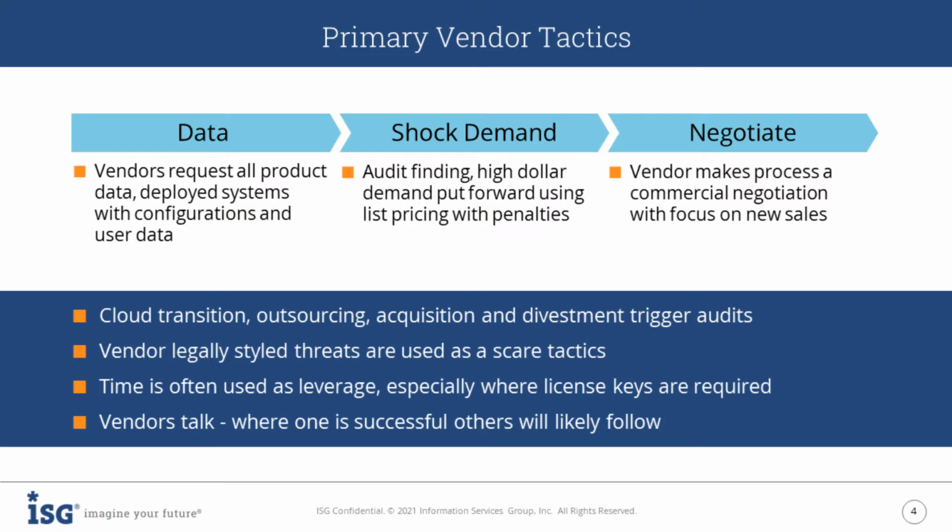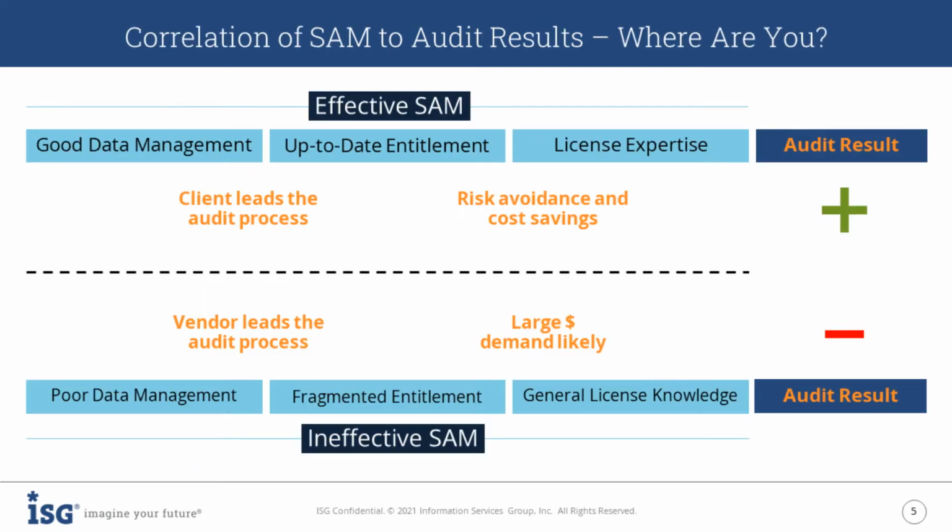There's a myriad of reasons that they do this. One of the reasons is to get additional information so they can look at potentially how they can get new sales. And of course, as I noted already, audit findings are usually high dollar amounts that are put forward to get attention, leveraging list price and used as a shock demand, which will drive negotiation from a commercial perspective to focus on new sales. The last thing I would like to note here is that vendors talk to each other. So where one is successful generating revenue, others will likely follow.